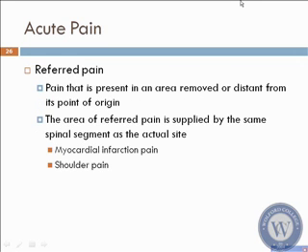Okay? Then you can have what's called referred pain, the pain that represents an area removed or distant from the point of origin. The area of referred pain is supplied by the same spinal segment as the actual site. So things like myocardial infarction pain can go down the arm. Okay, in some people, it can sometimes be referred to their chest or also to the upper portion of their shoulder. And that's all because this is referred pain. Shoulder pain is something we see very frequently. It's usually because laparoscopically they just insufflated a bunch of CO2 underneath the person's diaphragm, and now they've got this referred discomfort after the surgery. And usually it's associated with the shoulder, because the diaphragm is being irritated.